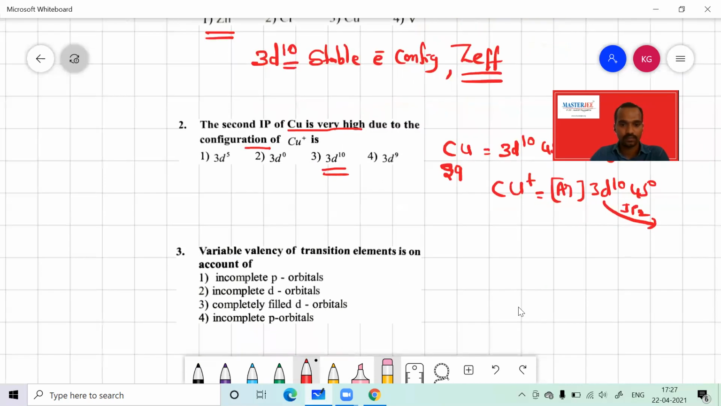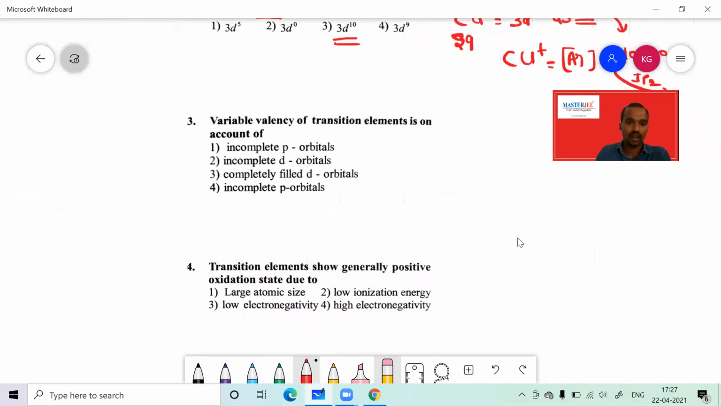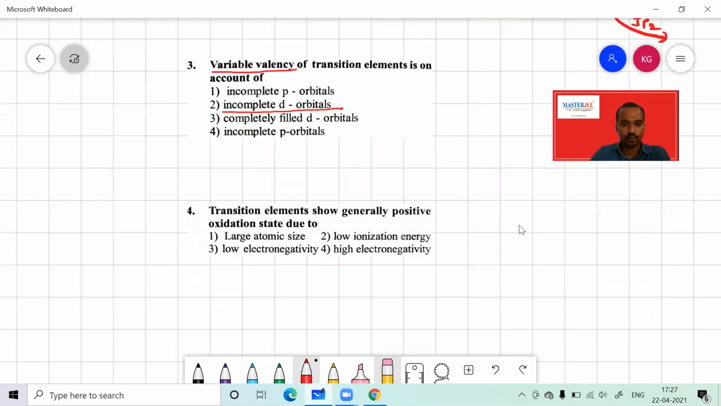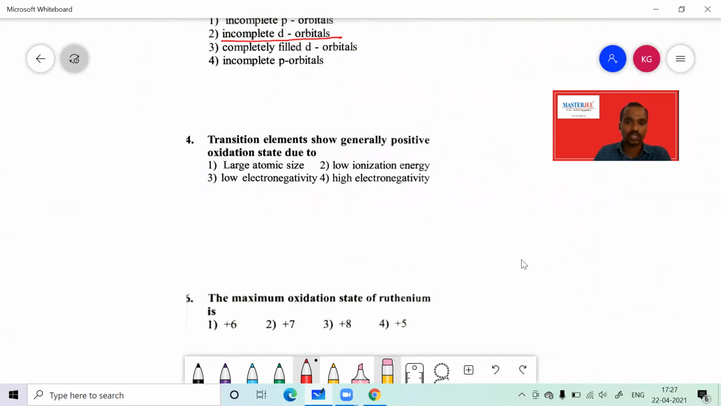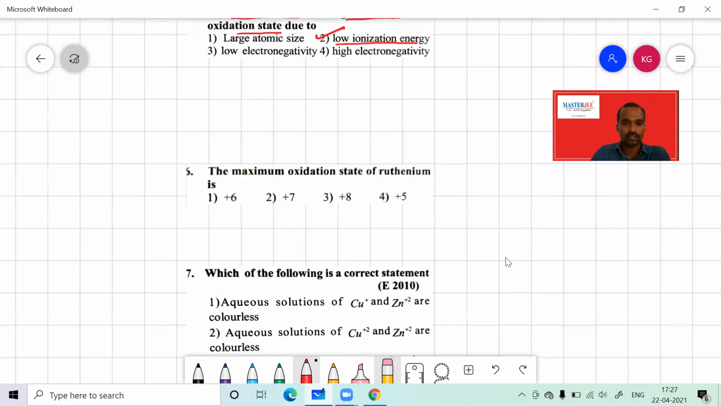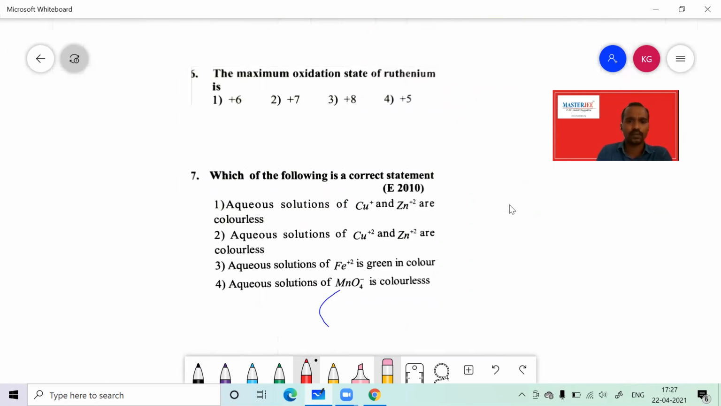Next, why do transition elements exhibit variable valency? Because of incompletely filled d orbitals, they exhibit variable valencies. Next, transition elements generally show positive oxidation states. Why? Because of their low ionization energy values, they exhibit positive oxidation states. Next, the maximum oxidation state of ruthenium is plus 8. That is the maximum oxidation state exhibited by ruthenium.